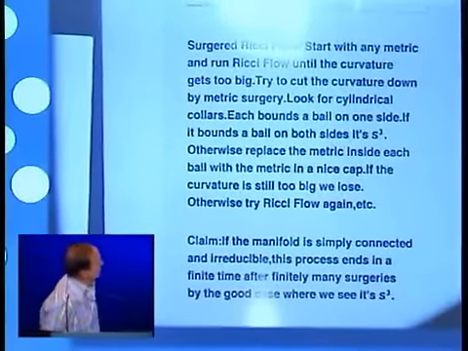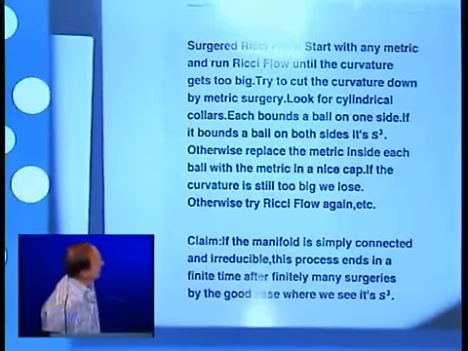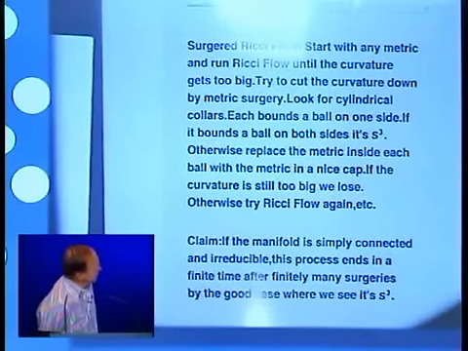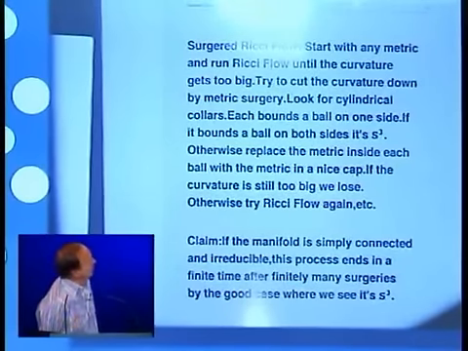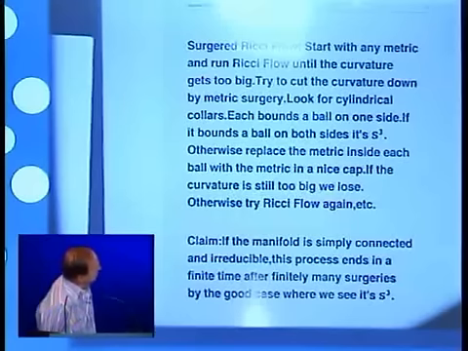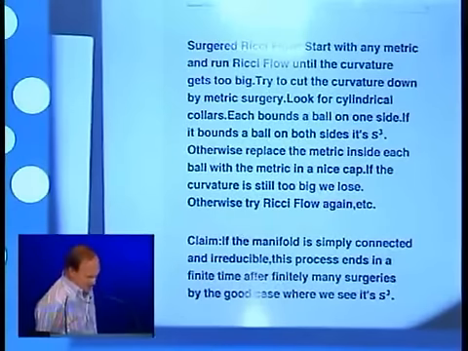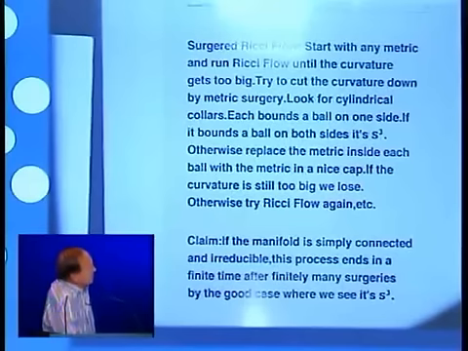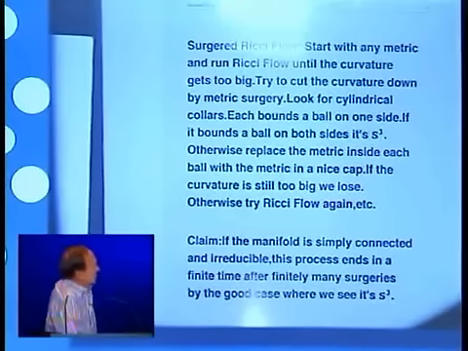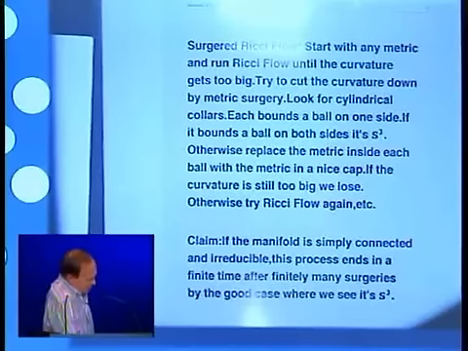So a surgered Ricci flow is you start with any metric and run the Ricci flow until the curvature gets too big, and then you try to cut the curvature down by metric surgery. And you can look for cylindrical collars, and each bounds a ball on one side if you assume that the manifold is prime, which you can already do by the topology. And that's why I like dealing with this case of simply connected and prime, because then you don't have any topology. And then you try to cap it off so it looks nice again. And the claim is that this ends in a finite time on a simply connected manifold after finitely many surgeries, and it ends with seeing that it's actually the 3-sphere.